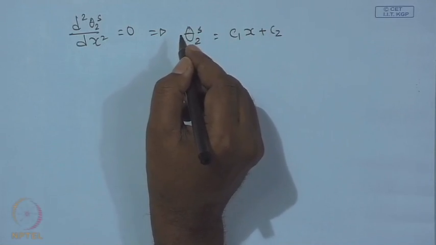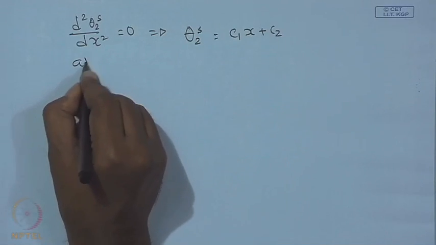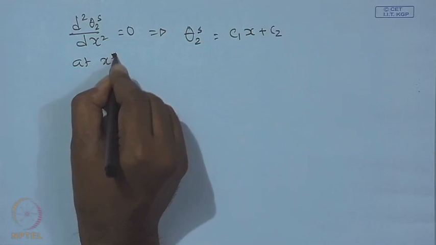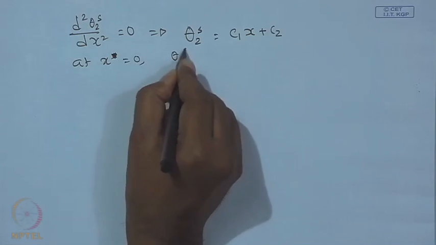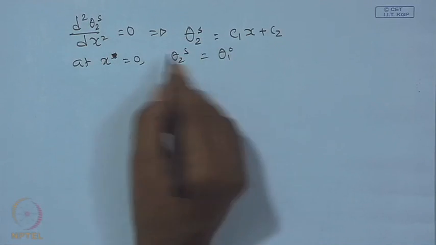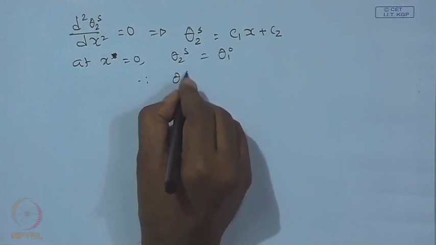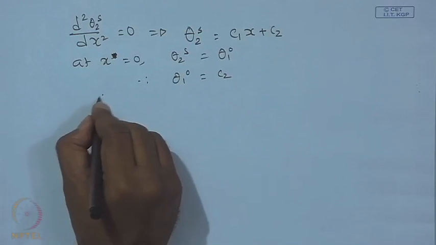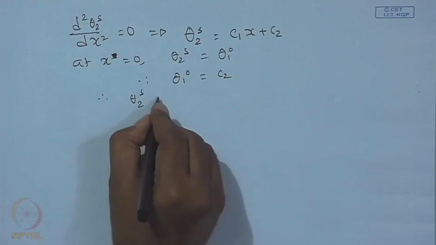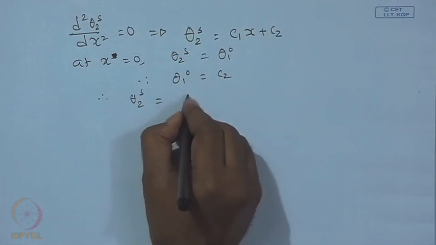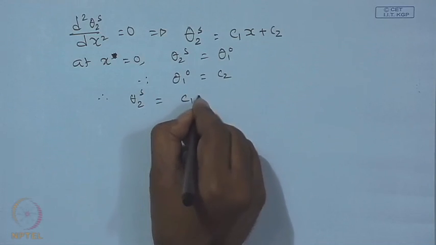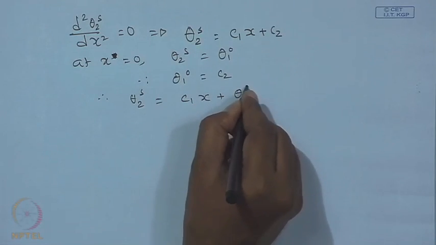Now, at x star is equal to 0, at x is equal to 0, theta 2 s is equal to theta 1 0. So, therefore, theta 1 0 is nothing but c 2. So, therefore, theta 2 s is equal to c 1 x plus theta 1 0.